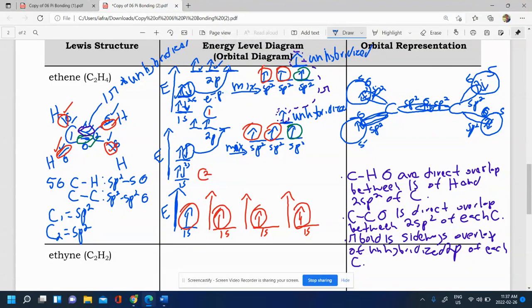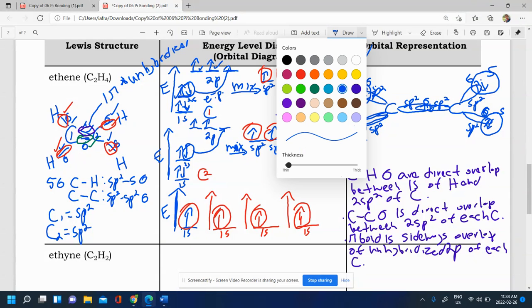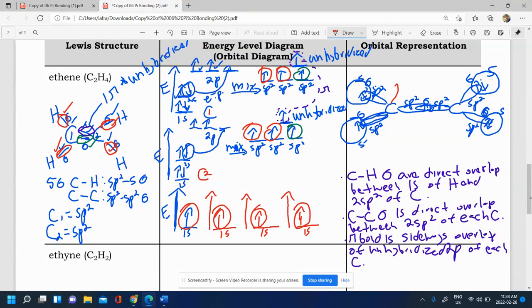So notice the sp2 orbitals are not shaped like p orbitals anymore. They have a hybrid shape as opposed to a p orbital shape, a dumbbell. I'm going to do this in different colors. So the carbon has a remaining unhybridized p. We'll do it as a dumbbell. Didn't mean to do it like that. Let's redo that. There we go. And this carbon also has an unhybridized p.